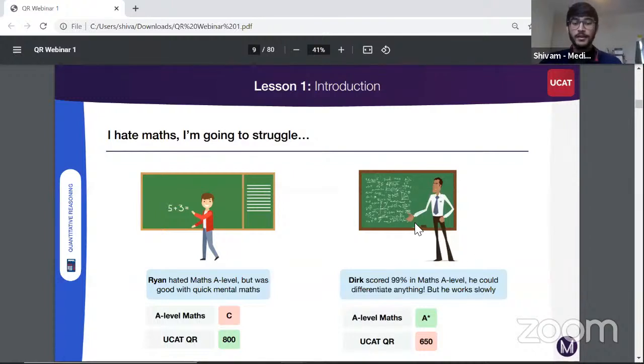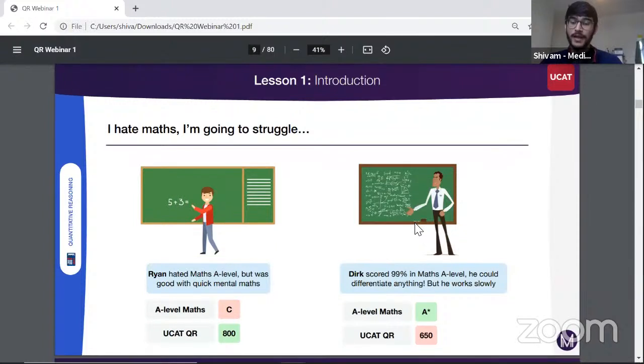So what if you don't like maths and you're really struggling with this kind of aspect of quantitative reasoning? Well, don't worry at all, because some students, for example, they hate maths. They really didn't like it, but actually they were quite efficient in their mental maths. So yes, they didn't score too highly in their A-level maths. Maybe they didn't score very highly on their GCSE maths, but again, they can come out and score 800 in the UCAT in the quantitative reasoning section.